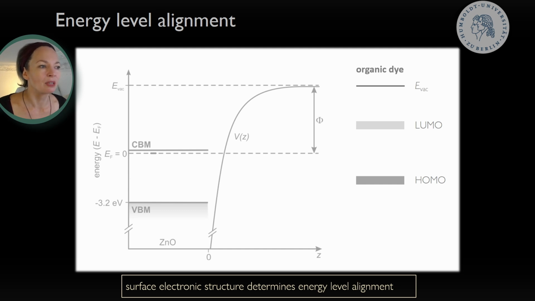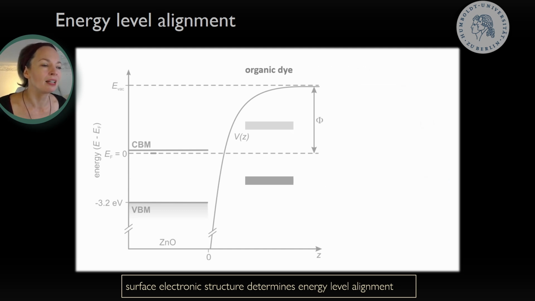So let's say we have this type of energy alignment, then photoexcitation of the organic dye must be followed by charge separation, otherwise you don't have functionality in your solar cell, and the reduced charge separation efficiency of zinc oxide could result from the lower density of states in the conduction band of zinc oxide.